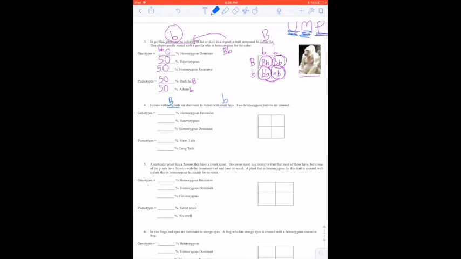And now I can move on to finding my parents. It says two heterozygous parents are crossed. So if I see heterozygous, hetero means different.